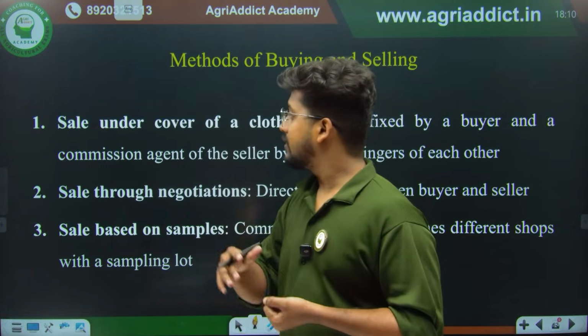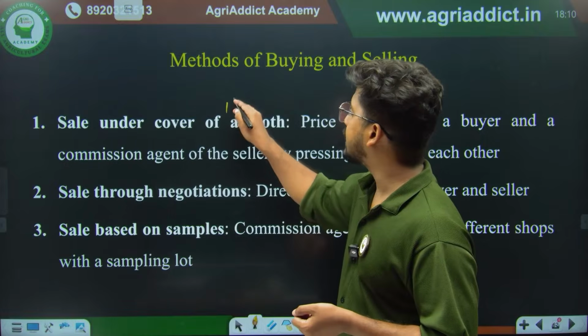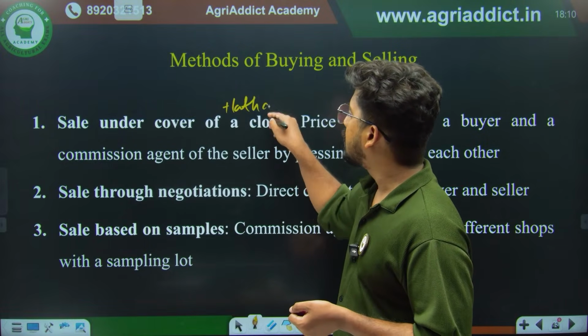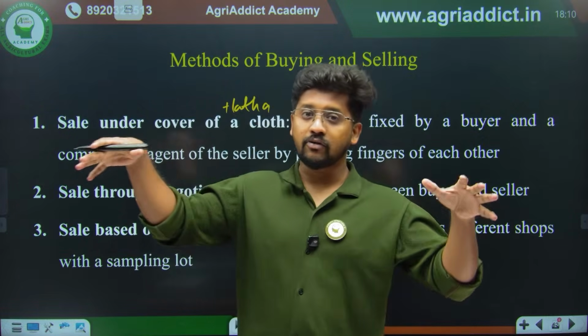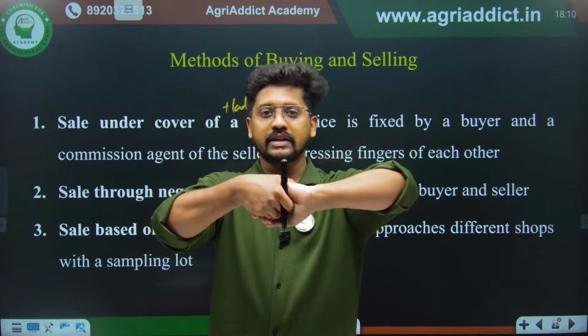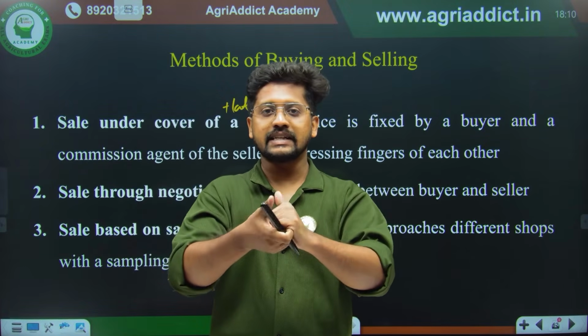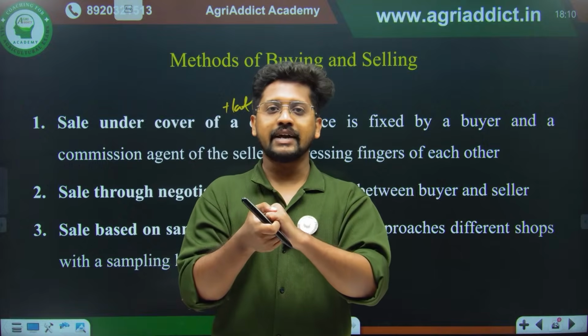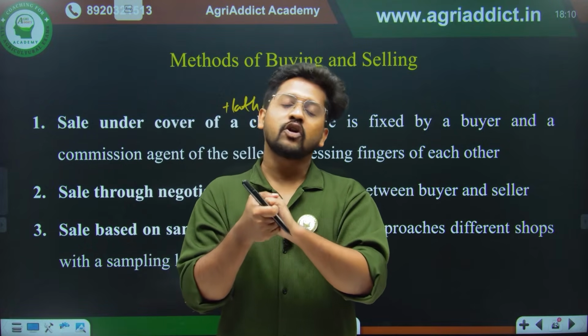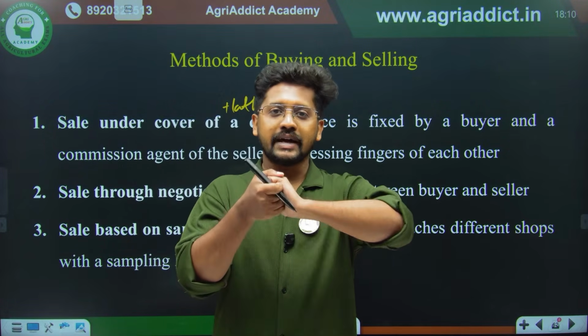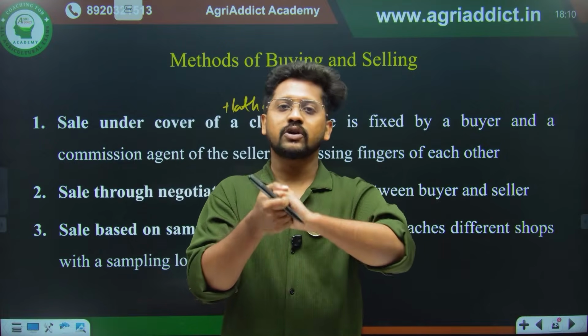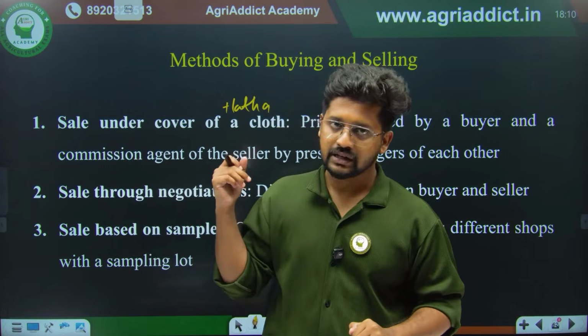The first one is sale under cover of a cloth, or you can call it the Hatha system. The Hatha system is where the buyer and seller come together and hold their hands together. A cloth will be over this, and they will be just pressing their fingers. They will know the sign language to arrive at a better price. Nobody else will know; only the buyer and seller will know this. That is known as the sale under cover of a cloth method, or Hatha method.